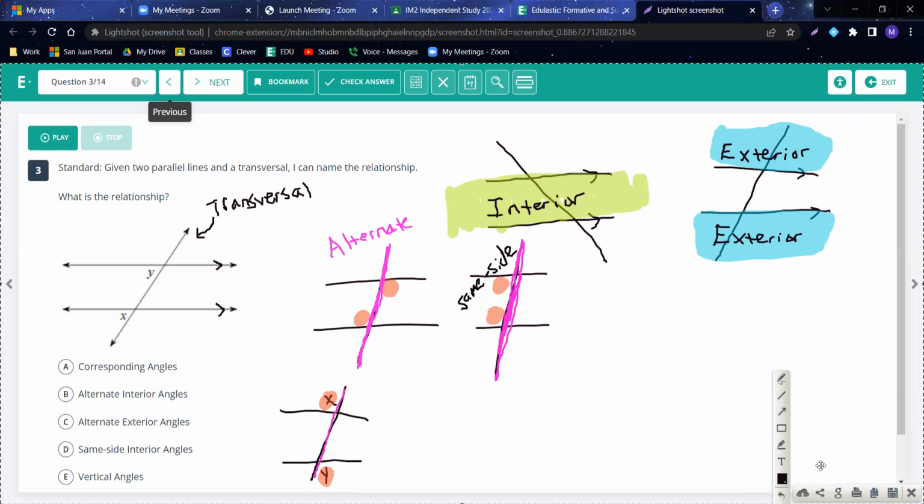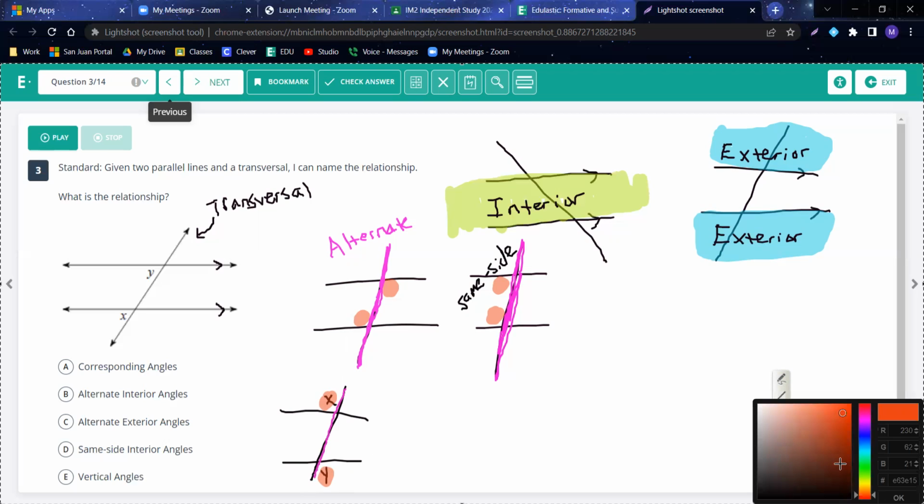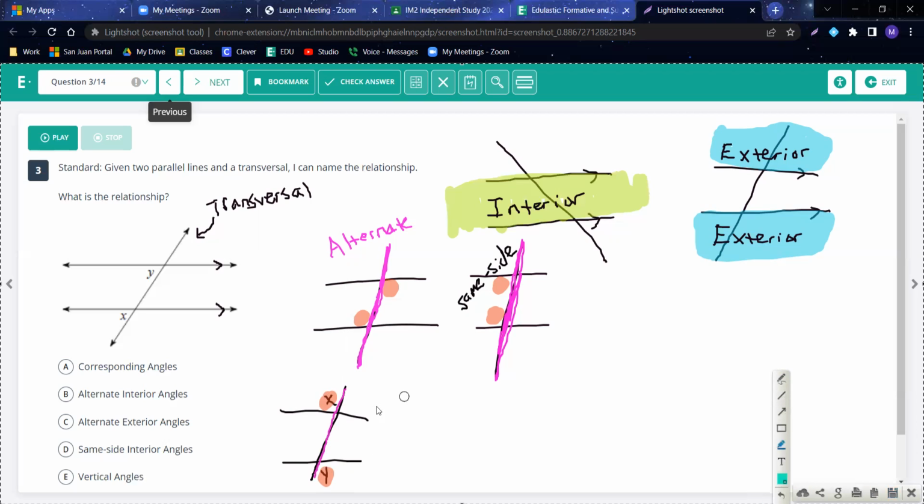I'm going to go this again, and then this one, I want to go back to the blue, right? So they're on the exterior. So the answer for this particular diagram is alternate exterior angles. All right, what's another one?